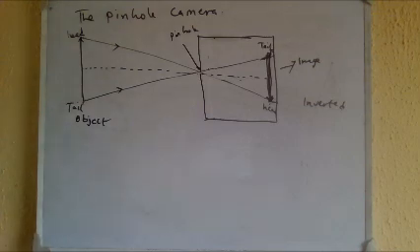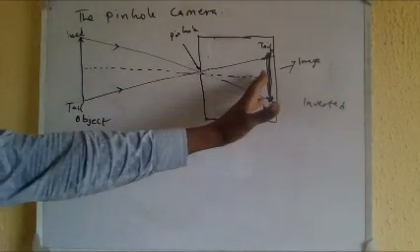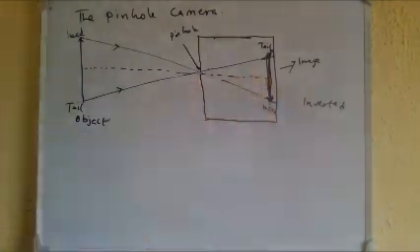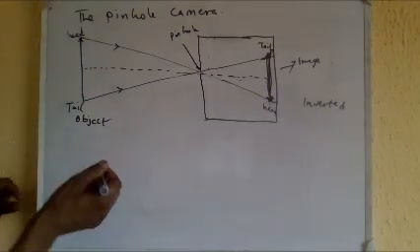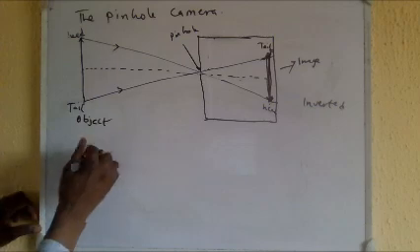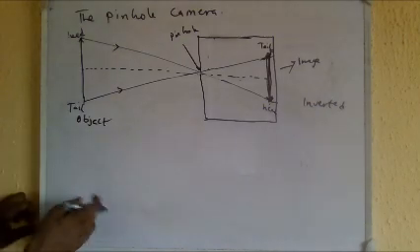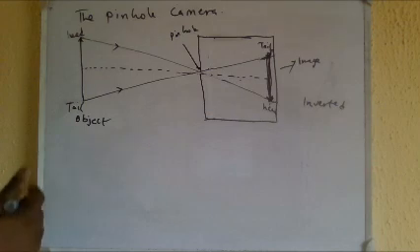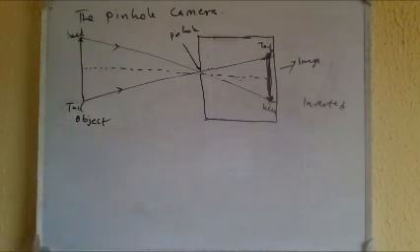Okay. So we can actually study this ray box and see how we can obtain what we call magnification. Magnification is just a change in size of the final image that is produced by the object. So magnification is a number factor that determines how larger or smaller the final image formed is.